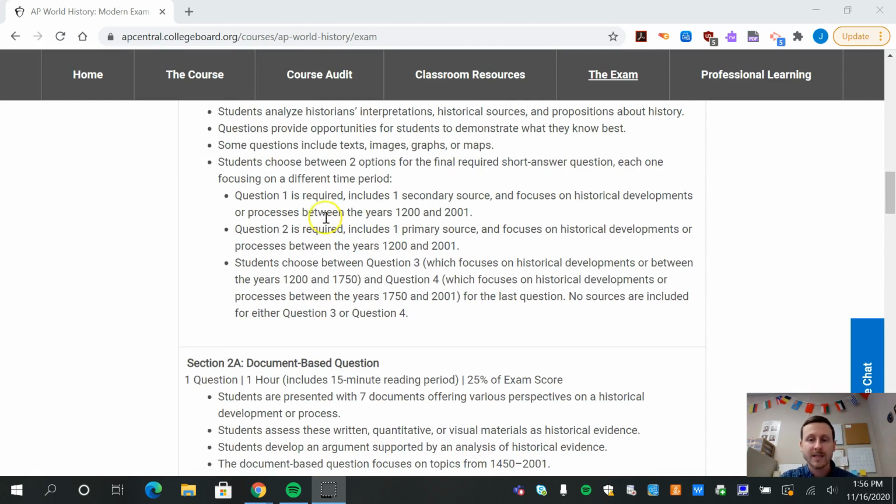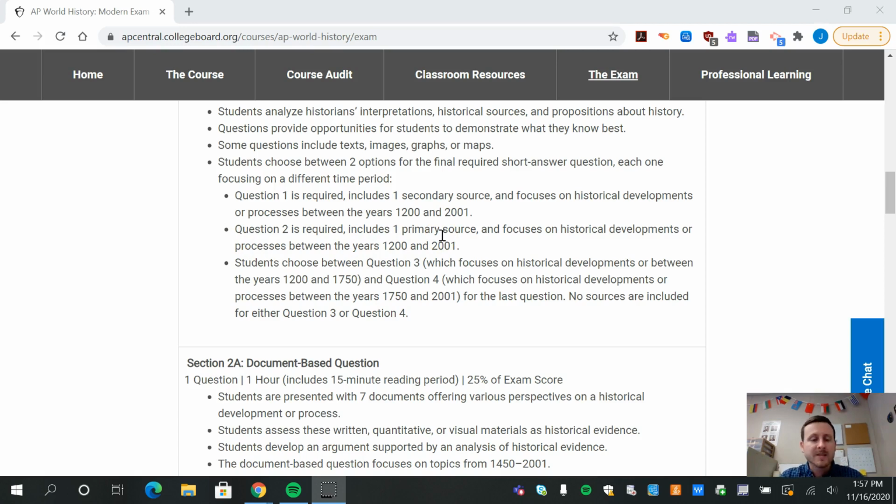It includes one secondary source and focuses on something between 1200 to 2001, which is pretty typical. This is when our content happens, as 1200 to 2001. The same thing for question number 2, except now we've transitioned to a primary source that focuses on historical developments or processes between those same years.